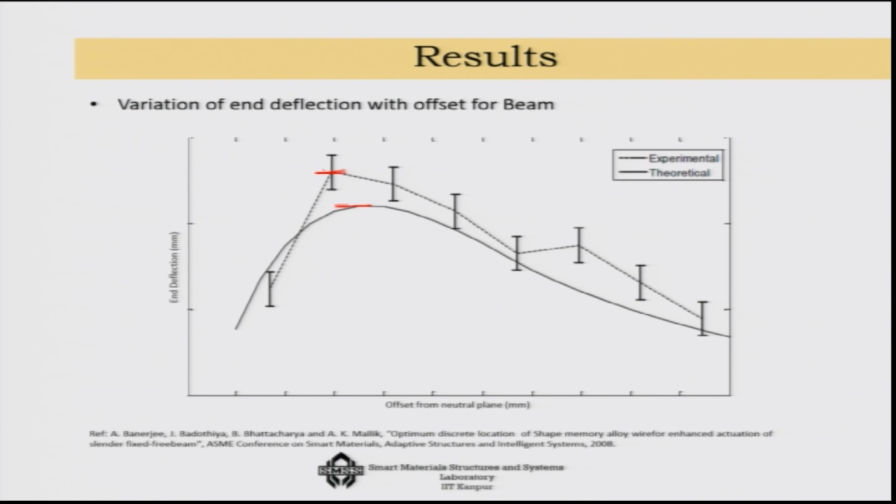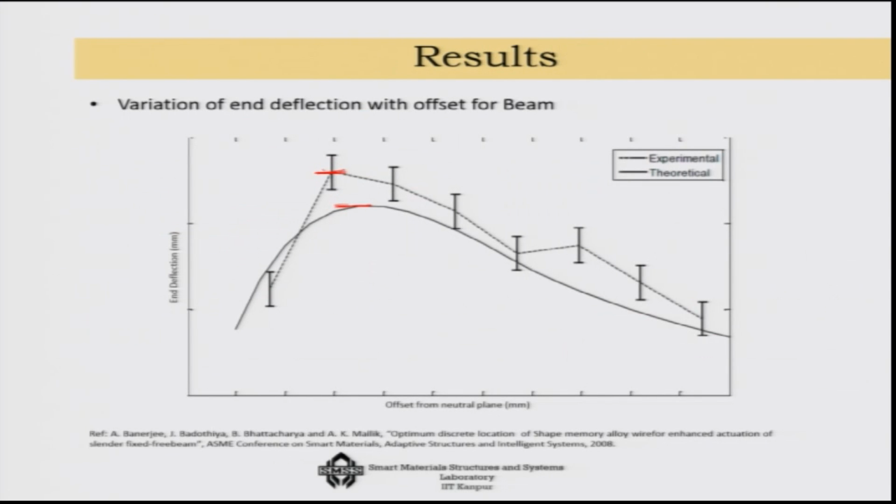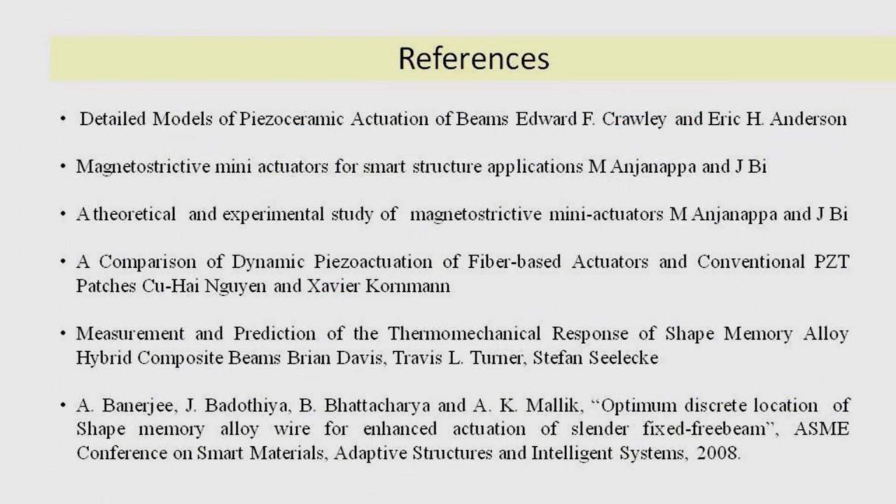Why do you think this is happening? As you are increasing these offsets more and more, beyond a certain point what happens is that you need more stress, and that stress actually creates stress induced transformation, and as a result you do not get enough active strain, and hence the tip deflection is coming down in the system. This is an interesting part.